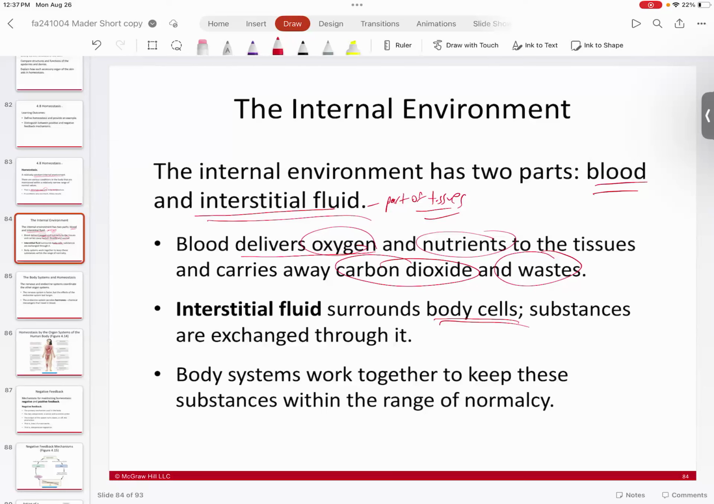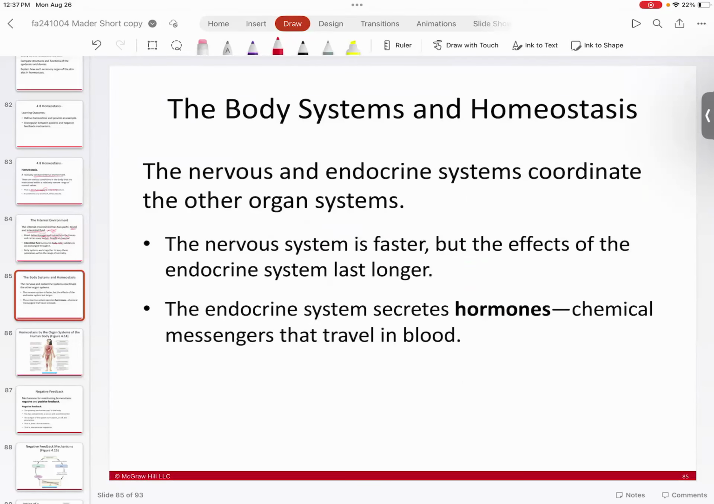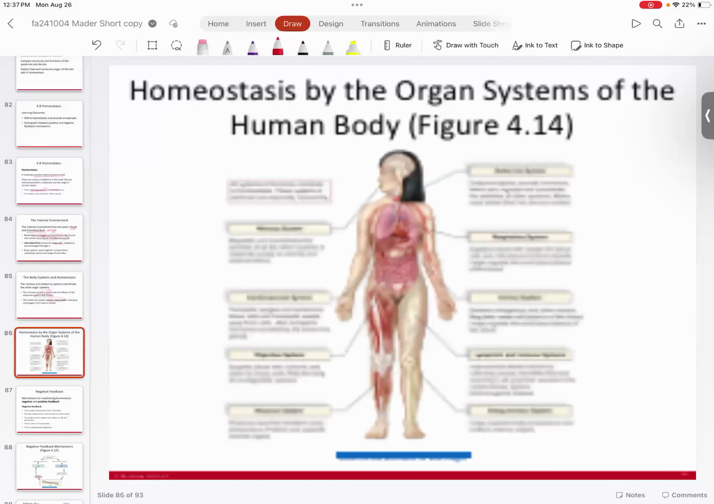So the body systems work together to keep these substances normal. You have to constantly deliver oxygen, constantly pick up waste and things like that. The nervous system and the endocrine system coordinate all these activities. For instance, the nervous system is typically faster, whereas the endocrine system is slower and is more of a long-term maintenance strategy. Endocrine basically functions on hormones, whereas the nervous system functions on neural impulses.